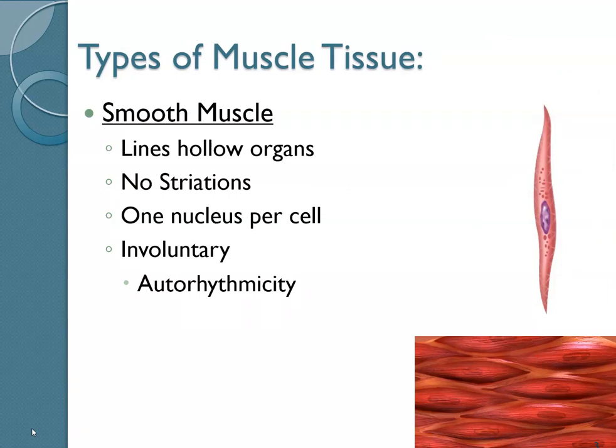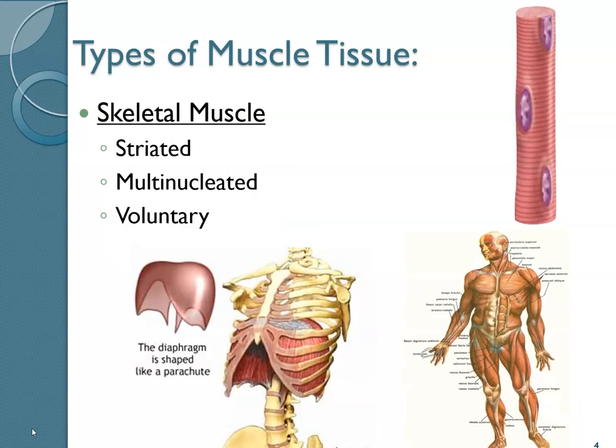Smooth muscle lines hollow organs as the main location. No striations. This one only has one nucleus per cell. It is also involuntary and it's autorhythmic. While the skeletal muscle is striated, it's multinucleated, anywhere between tens to even a couple of hundred nuclei per cell. It is under voluntary control.